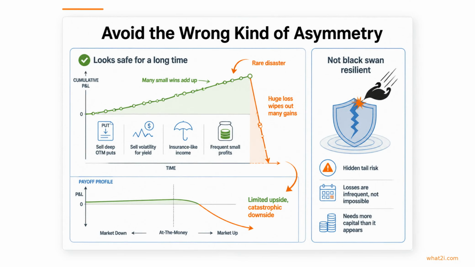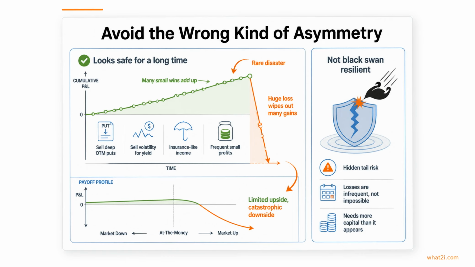There is also a dangerous form of asymmetry that works in the opposite direction. Some strategies earn many small gains for a long time by taking on hidden exposure to rare disasters. Selling deep out of the money puts or selling volatility for yield can look stable because most days nothing dramatic happens. But when the tail event arrives, the losses can be enormous and can wipe out years of steady gains. That is not black swan resilience. It is black swan vulnerability disguised as consistency.